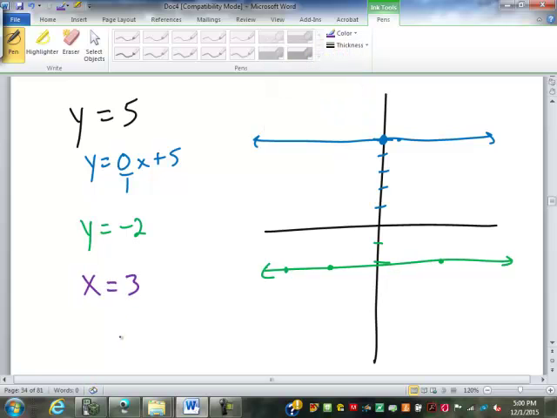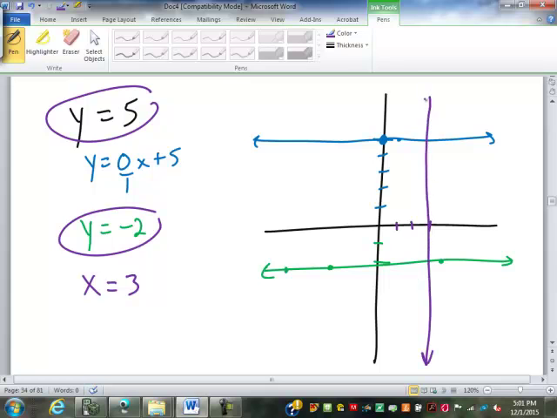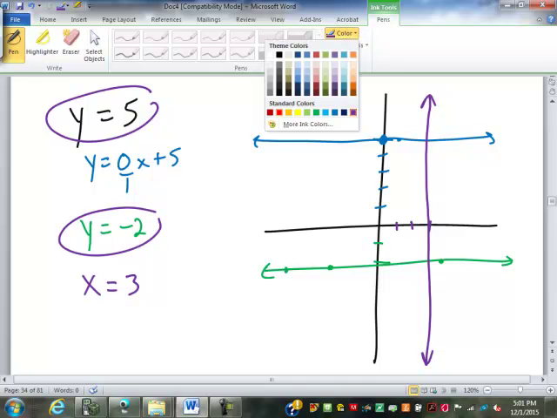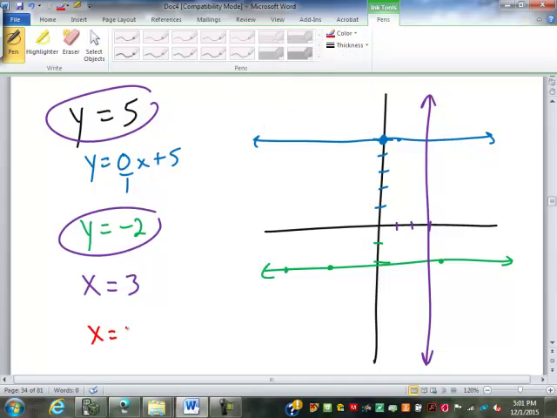Now, a little bit harder to conceptualize is this one. X equals 3. There is no slope or y-intercept there because there's no y equals. But from what we've seen with y equals 5 and y equals negative 2, what do you think x equals 3 is going to do? Yeah, we go to x equals 3, it's going to be a vertical line, up and down, at x equals 3. Or how about x equals negative 7? Oh, 1, 2, 3, 4, 5, 6, 7. There we go.